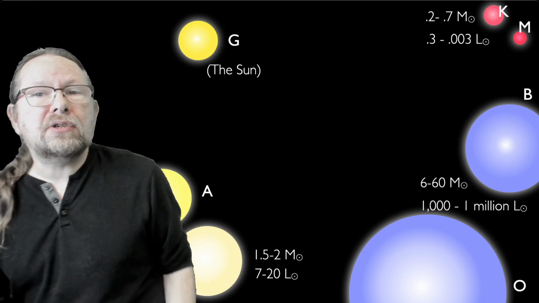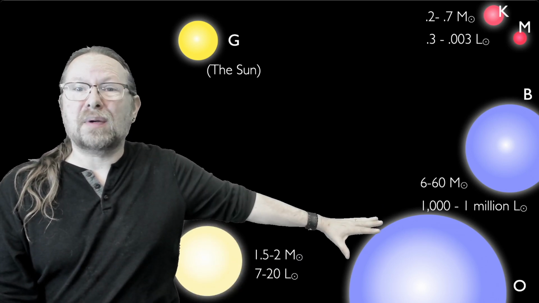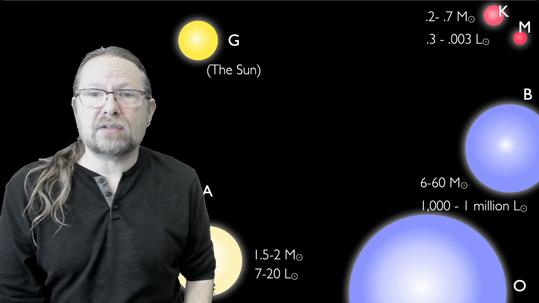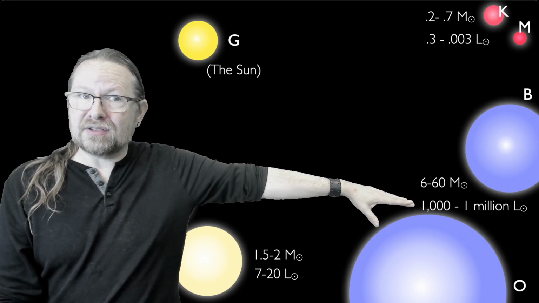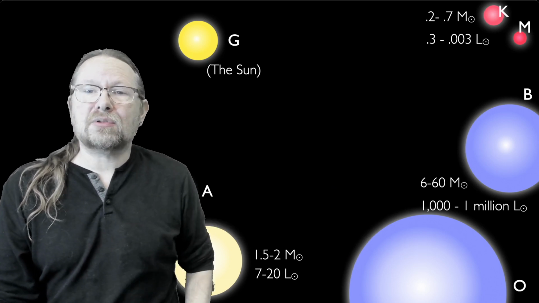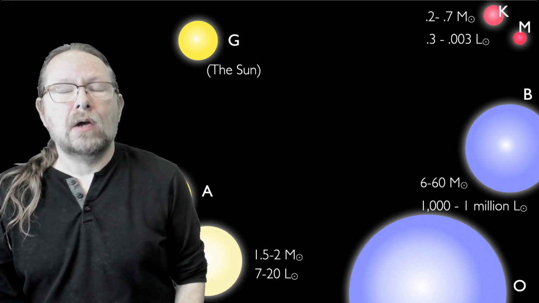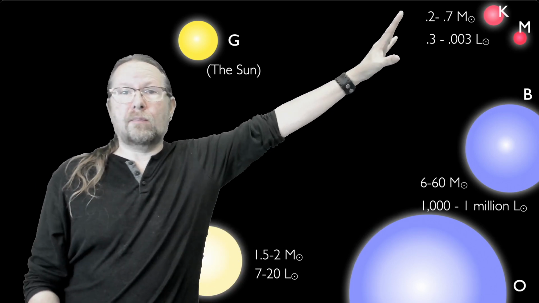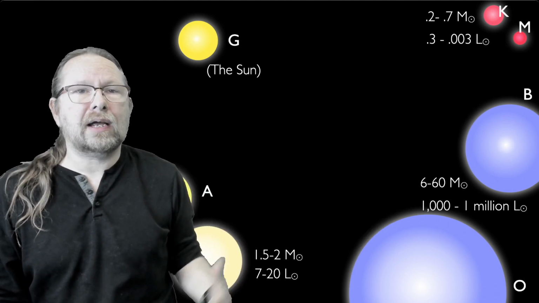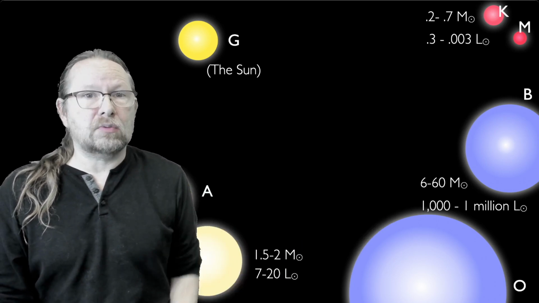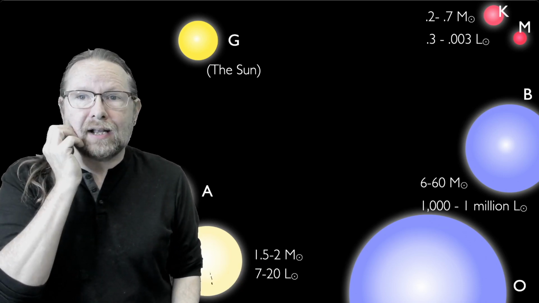As for the O and B stars, a B-type star might be 6 times more massive than the sun. An O-type star might be 60 or even 100 times more massive than the sun. A B-type star is thousands of times more luminous than the sun, however, and a bright O-type star can be 1,000,000 times brighter than the sun. So there's a huge range, from less than 1% as bright to 1,000,000 times as bright, when you look at the different main sequence stars on the HR diagram. And there are examples of all of these stars in our galaxy.